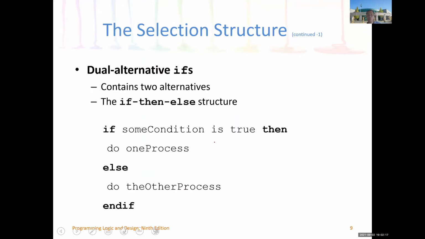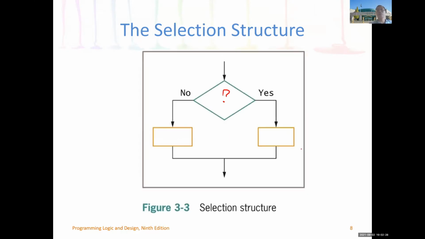And in the dual alternative here, you see, if the condition is true, do something. Else, that means not true, that means false, do something else. That is the dual alternative. You break it down into two branches.